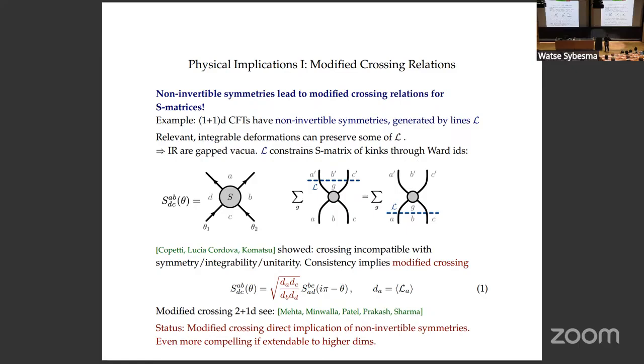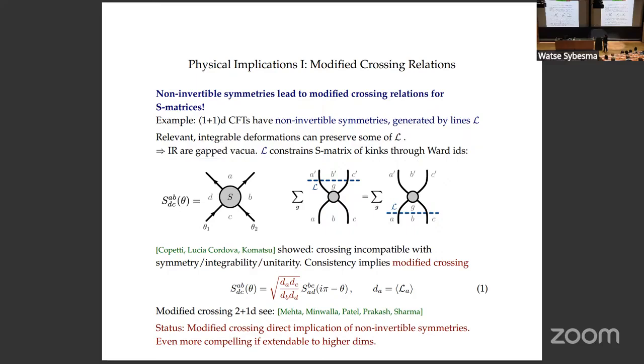Now, one criticism is that all of these things are obtained by gauging, so how come they have some physical implications? I want to convince you that there are some interesting physical implications that you wouldn't have known had you not studied these symmetries. The first one is the so-called modified crossing relation that goes back to this paper by Copetti, Cordova, and Komatsu. It's really a hallmark that if you have a non-invertible symmetry, you can't just do your standard rules of scattering, say in some integrable systems, but you actually need to modify that.